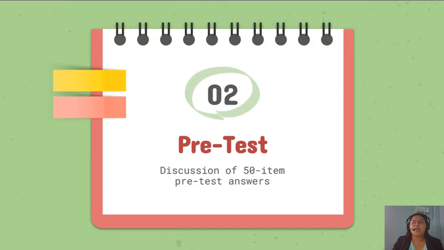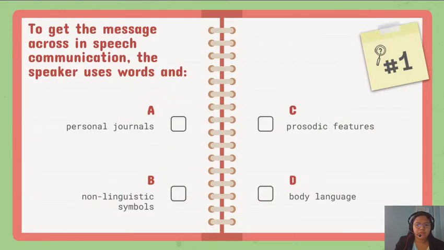Okay, so now, let us begin with the discussion of the answers in the 50-item pretest. Number 1. To get the message across in speech communication, the speaker uses words and A. Personal journals, B. Non-linguistic symbols, C. Prosodic features, D. Body language. The correct answer is B. Non-linguistic symbols are also known as nonverbal symbols or paralanguage, such as facial expressions, voice quality, speaking style, and body language.